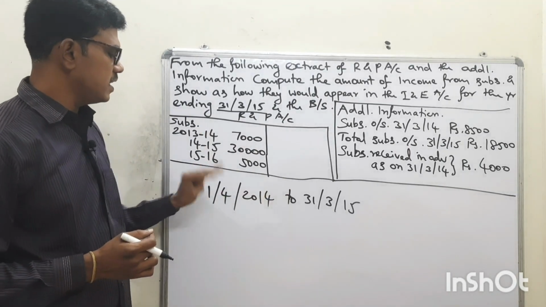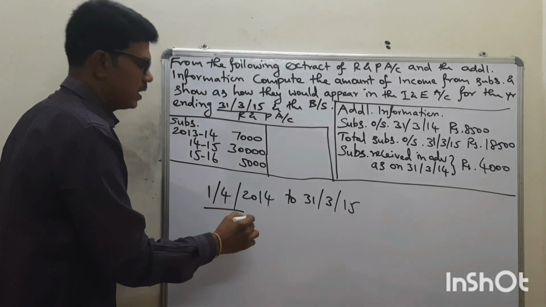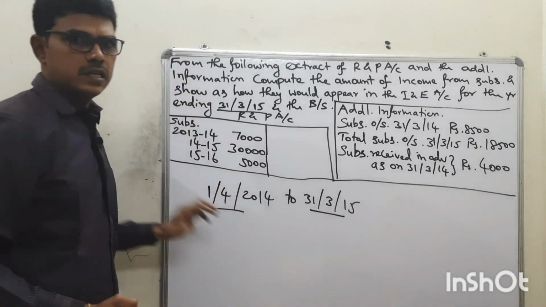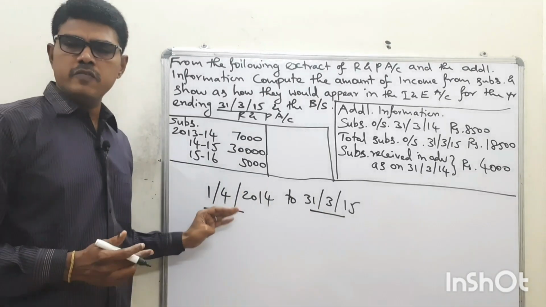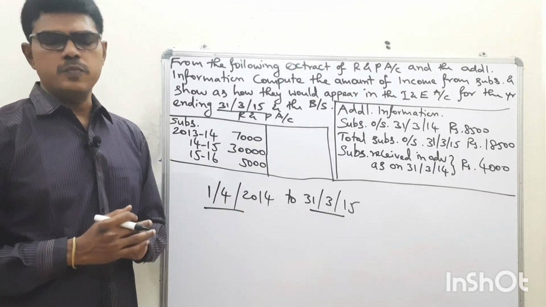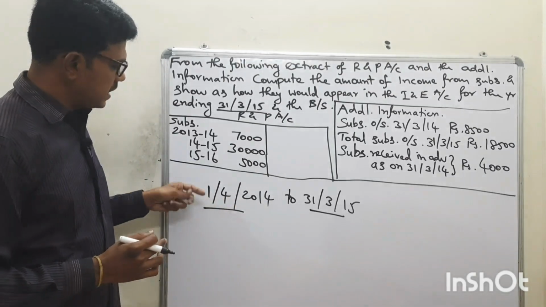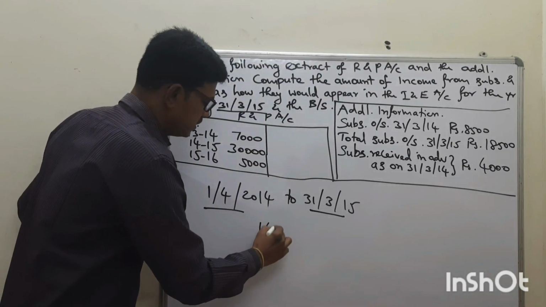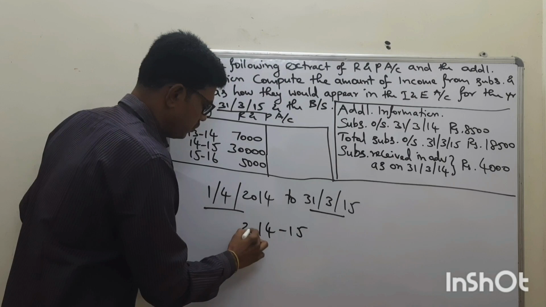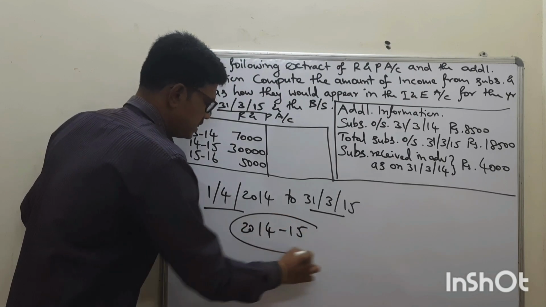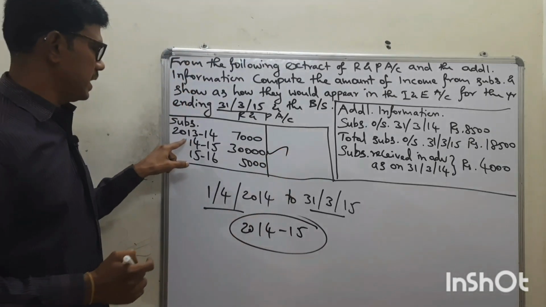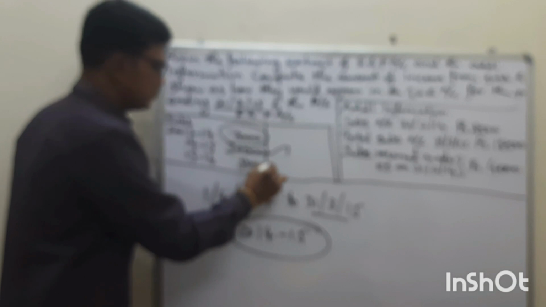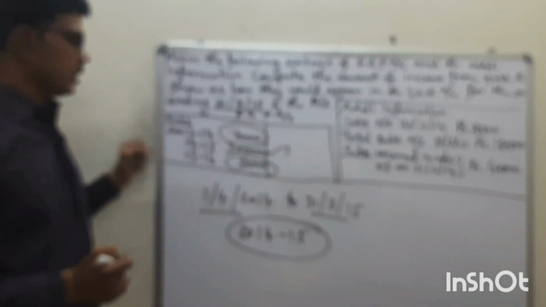Any financial year will start from 1st April and end on 31st March. When they have given 31st March, we can simply understand that the previous 1st April will be the starting period. So 2014-15 is the current financial year for which we are preparing the accounts. The 30,000 is the amount received for the current year, 7,000 is the amount of the previous year, and 5,000 is for the subsequent or next year.